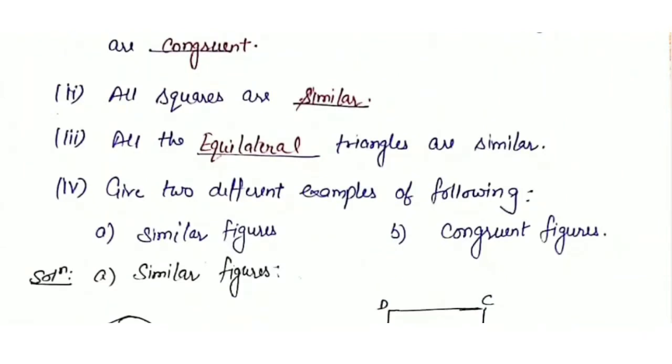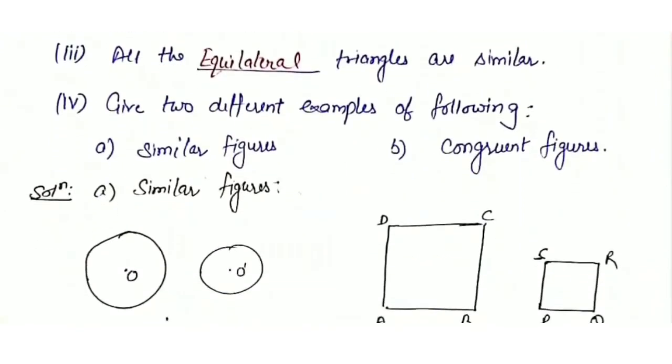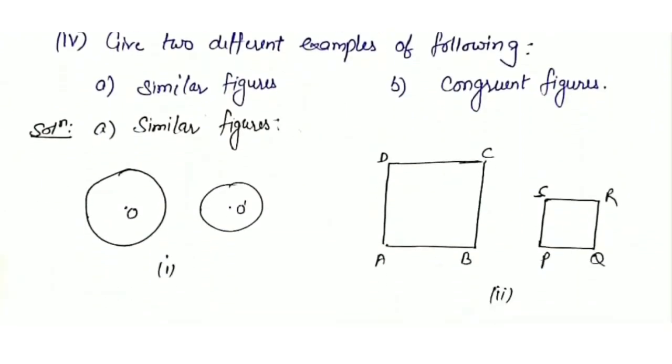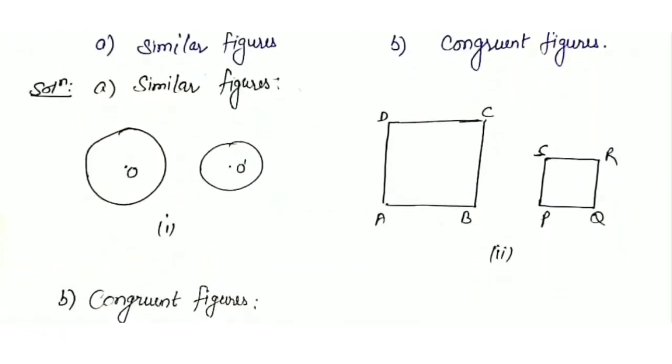And now in part number 4, we are to give two different examples of the following, similar figures and congruent figures. You can see part A, similar figures. Two circles are similar to each other. If their radii are the same, then we will call them congruent circles. Now in part 1, you can see these circles are similar as they have different radii, so these are similar only. In part 2, you can see two squares of different sizes but the same shape, so these are similar.